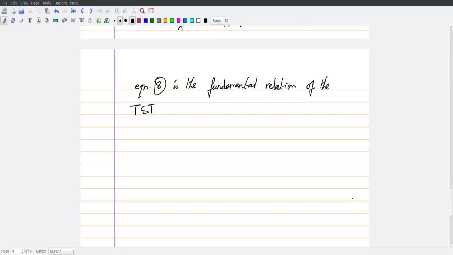Now let's compare the results of transition state theory, or the activated complex theory, with the Arrhenius equation. So we will try to get the relationship between the Arrhenius equation and the activated complex theory.